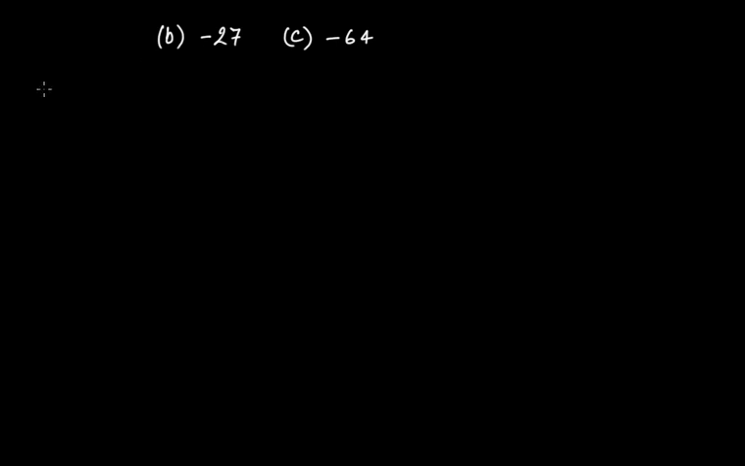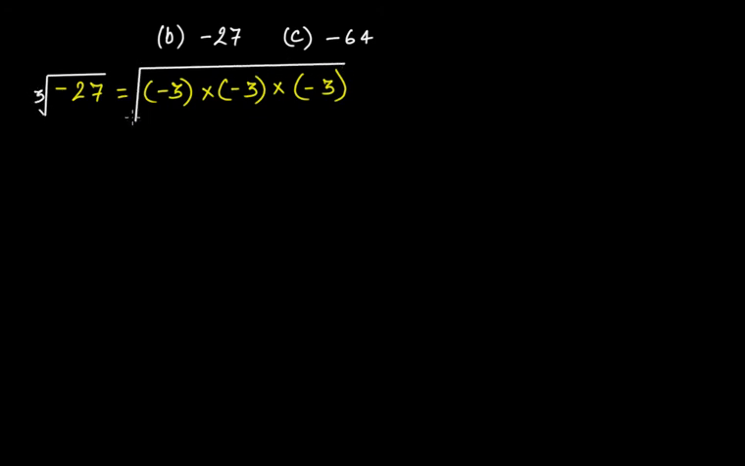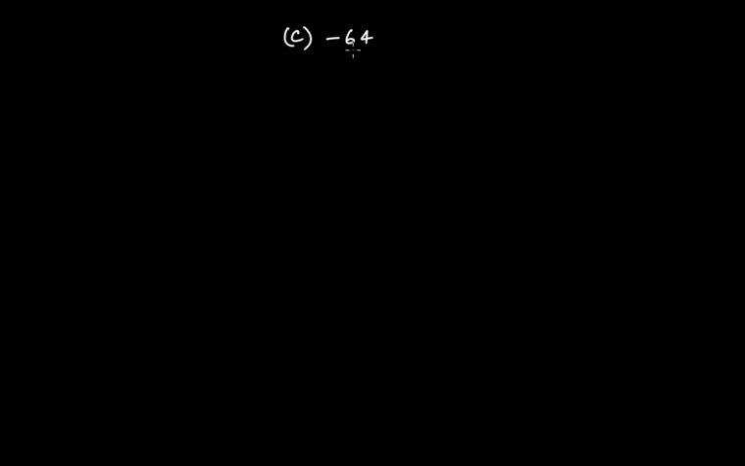The next number is -27. So this -27 can be written as -3 multiplied by -3 multiplied by -3, right? So this gives you -3 multiplied by -3 is 9, and 9 multiplied by -3 is -27. Now if you have to find the cube root, then you get -3.